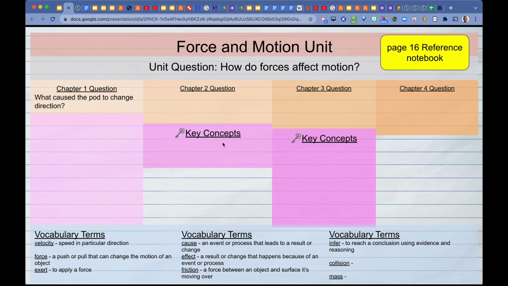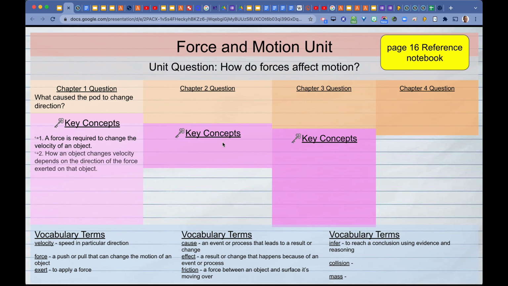So chapter 1 question: what caused the pod to change direction? Our key concepts so far are: a force is required to change the velocity of an object, and how an object changes velocity depends on the direction of the force exerted on that object, and a stronger force can cause a greater change of velocity. And we have these vocabulary words so far as well.